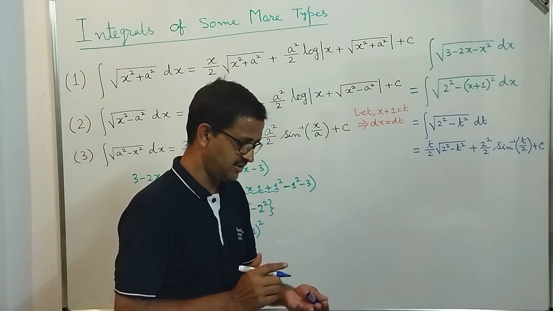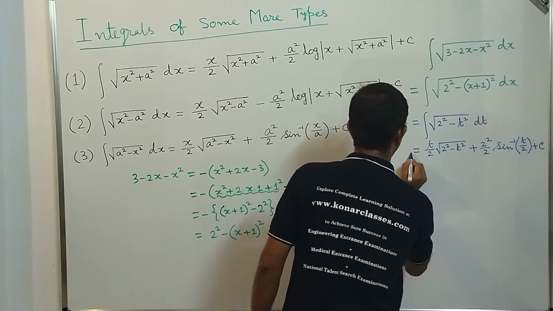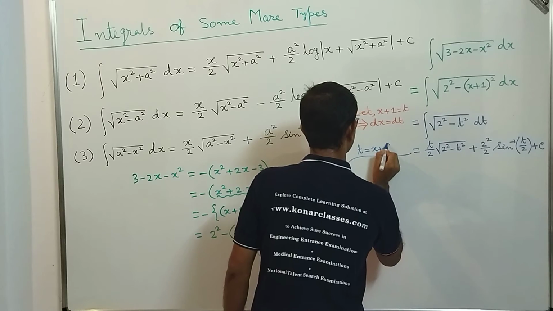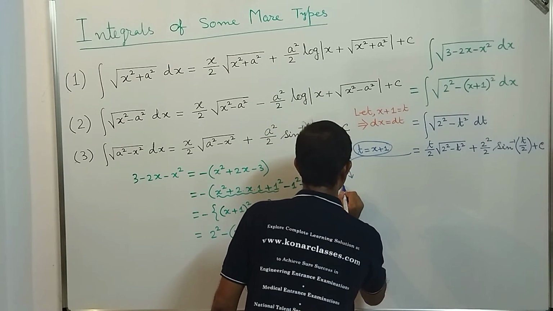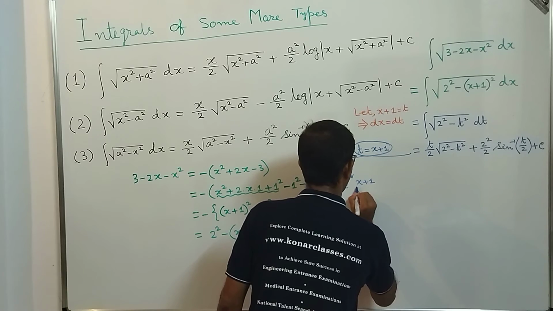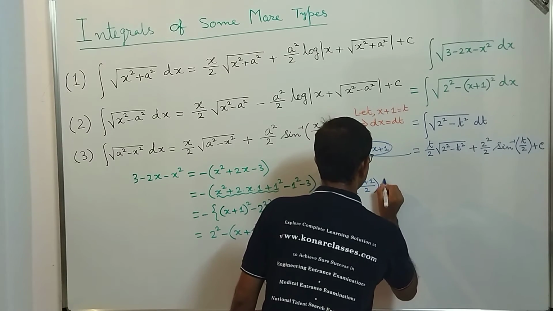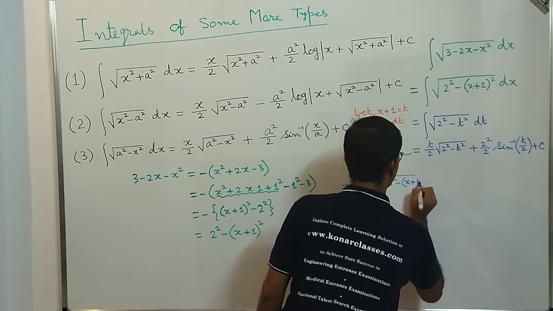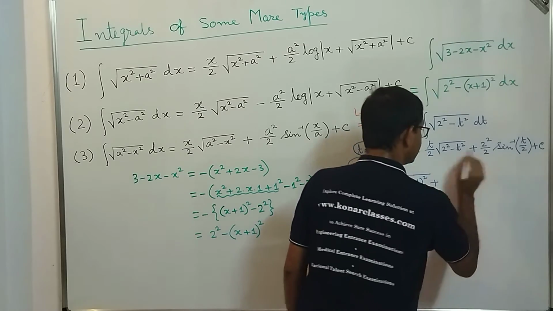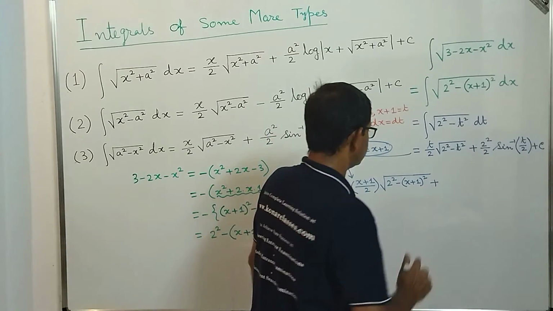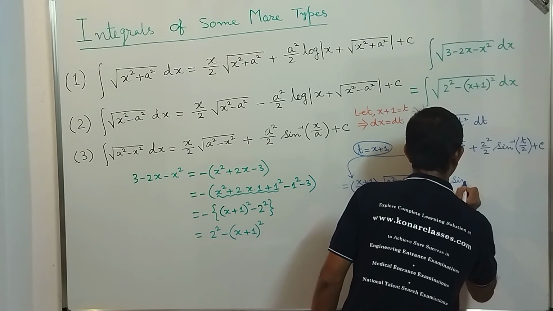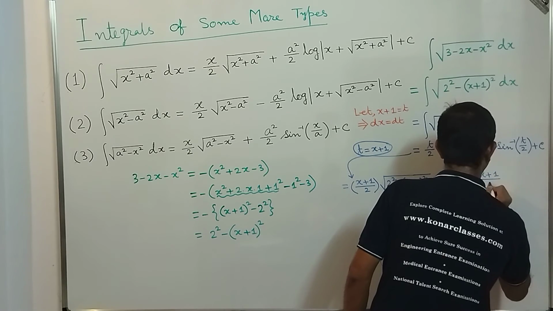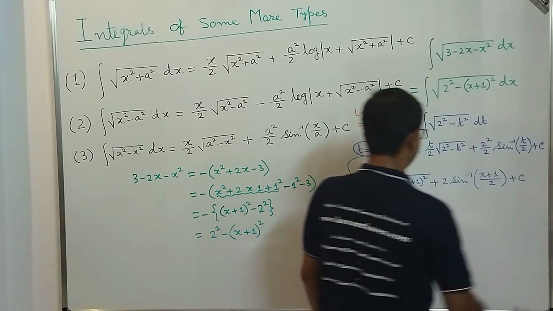We are done, almost done. All we need to do is apply the value of t equal to x plus 1. So t is equal to x plus 1, dear students. So we apply this value. So what will it be? This will become x plus 1 by 2 into the square root of 2 square minus t square, where t is x plus 1, whole square. Plus 2 square by 2, which means 4 by 2, which means 2. So plus 2 into sine inverse of t by 2, where t is x plus 1, so x plus 1 by 2, plus the integrating constant c.